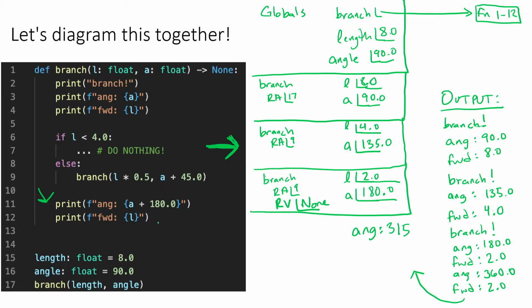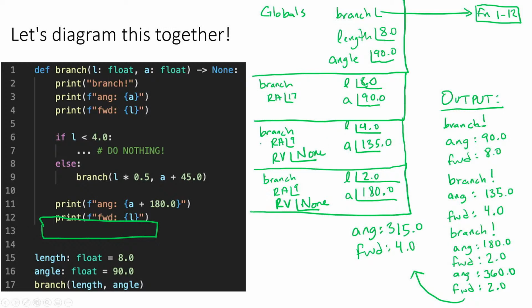And then forward is 2, right? Or sorry, forward is 4. So forward, and we're substituting L. L in our current frame is this one. This is the frame we're working in. So forward, L is 4.0. And technically that should have been 315.0. All right? So now we've reached the end of this frame, and we return none.